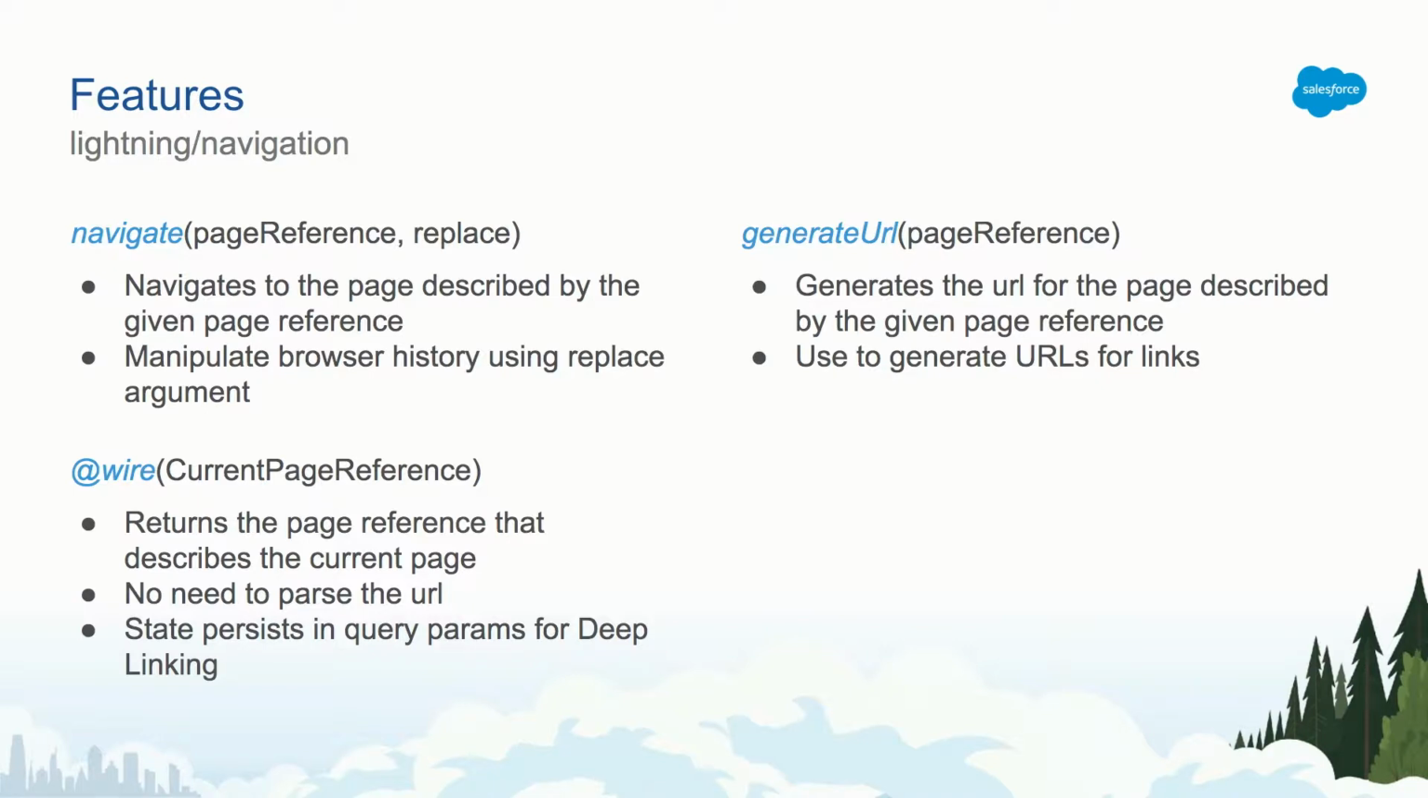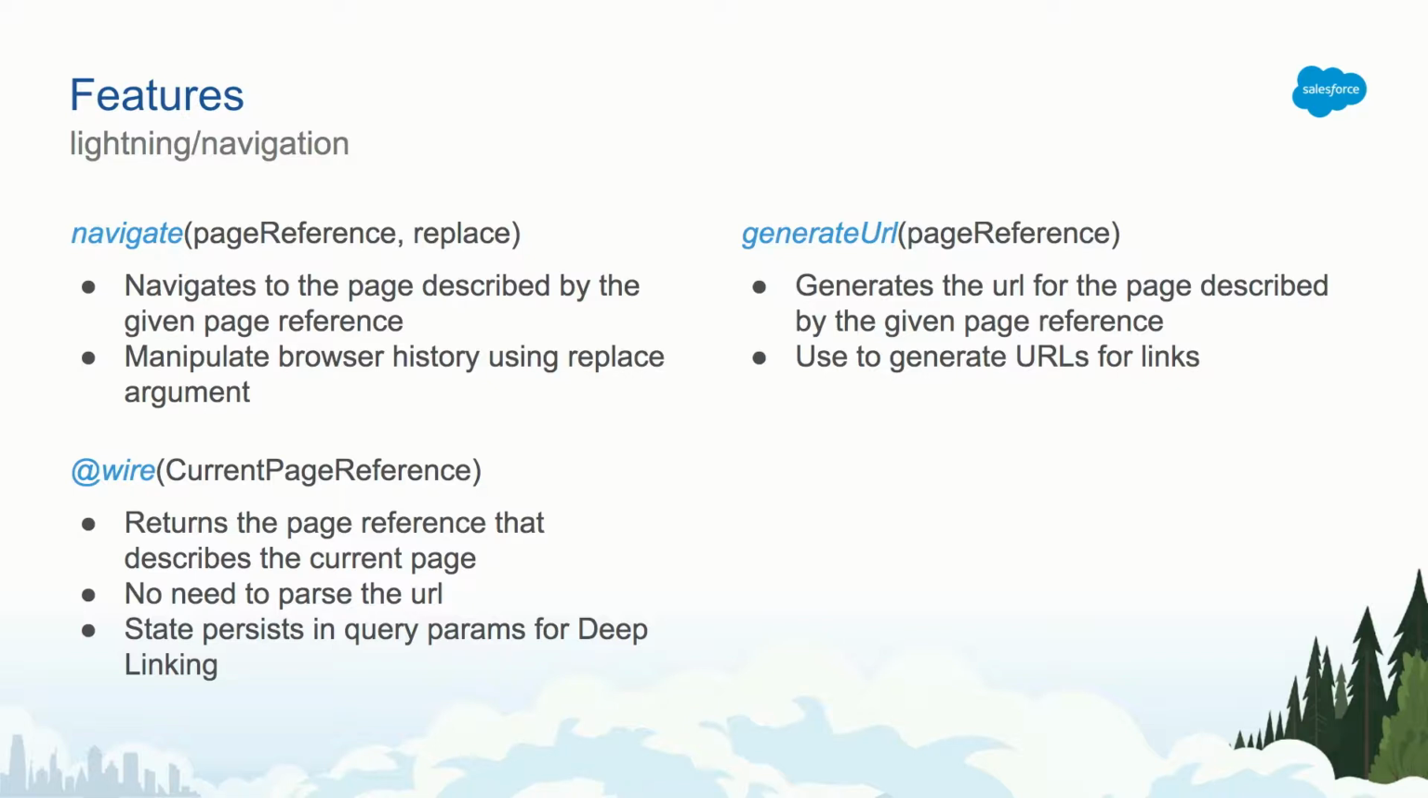So the three features of the Lightning Navigation API that we're bringing into communities are navigate, generateUrl, and an @wire, which gives you your current page reference. So navigate is essentially you pass in a page reference, and it will take you to the page that's described by that page reference. You can also use a replace argument to manipulate browser history.